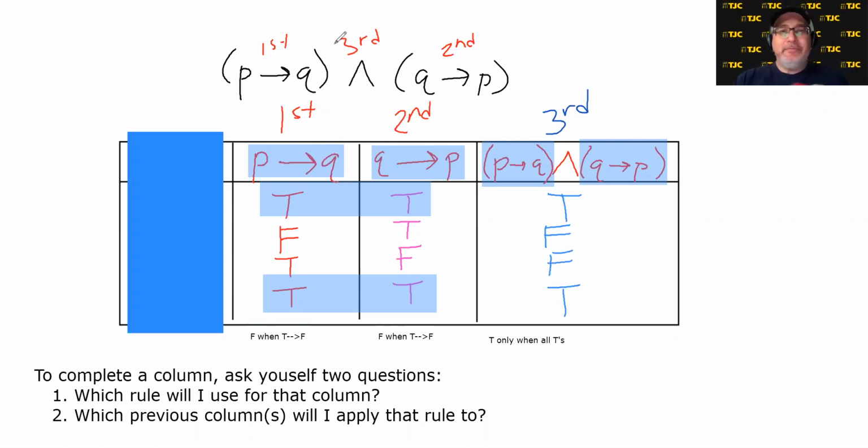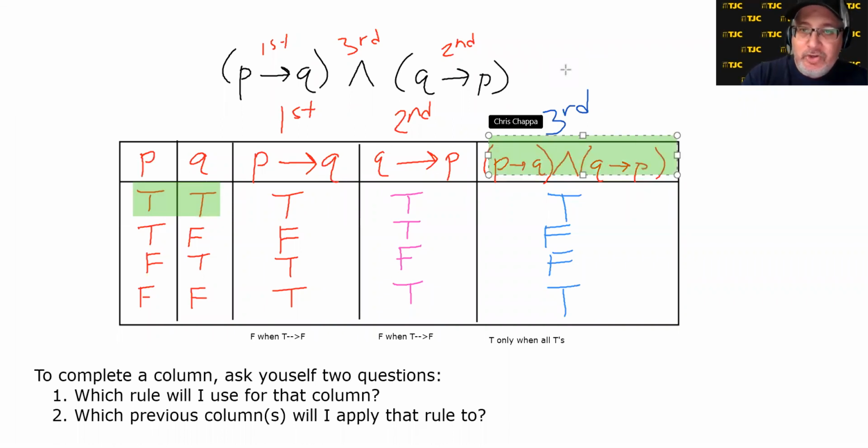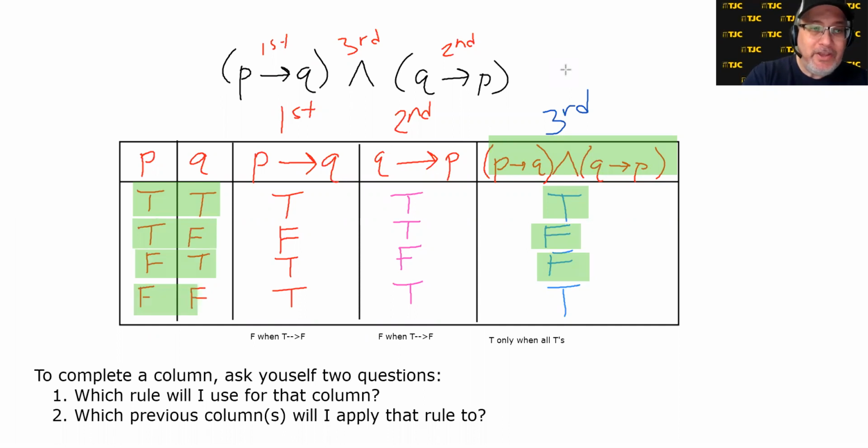All right, let's clean this up. At this point, we've completed the truth table for the compound statement P conditional Q and Q conditional P. So here's what we know. We know that when P and Q are both true, this statement is true. When P is true and Q is false, that statement is false. When P is false and Q is true, the statement is false. But when P and Q are both false, then the statement is true. That's what the results of this truth table mean.